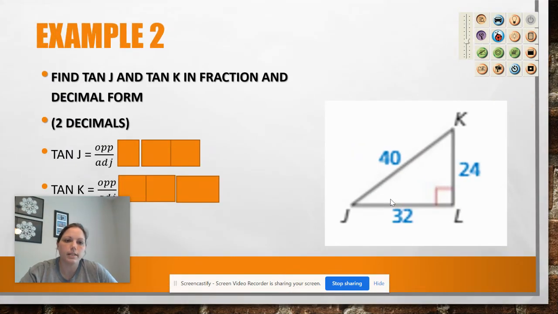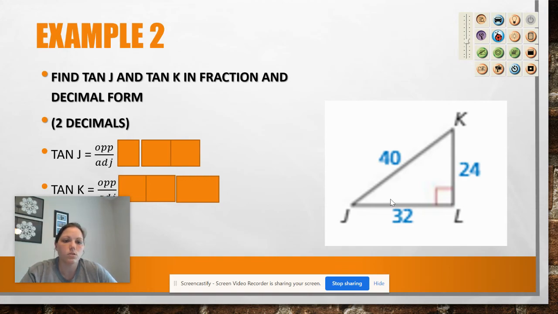All right, then we're going to find the tangent of J and the tangent of K in fraction and decimal form. This time we're going to do 2 decimals. So Big Ideas is going to tell you how many decimals to round to if it wants a decimal. If it doesn't tell you and the fraction answer gets you a wrong answer, always use 2 decimals.